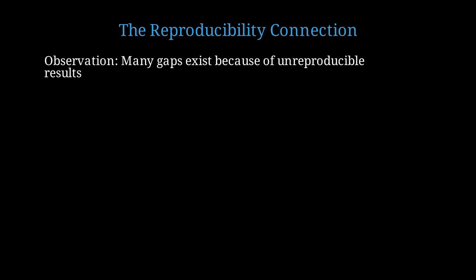There's an interesting connection between AI gap analysis and the reproducibility crisis in science. AI systems have revealed that many apparent gaps exist because earlier results couldn't be reproduced, leaving questions unresolved. Modern systems can flag topics where different papers make contradictory claims, suggesting either methodological issues or genuine complexity.